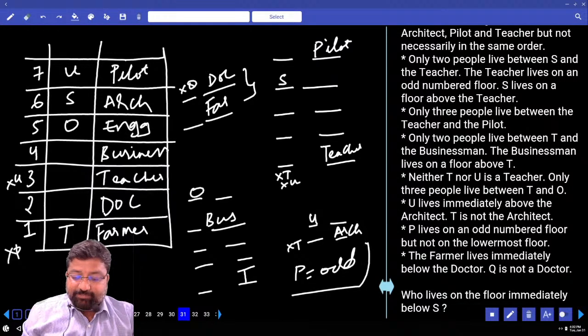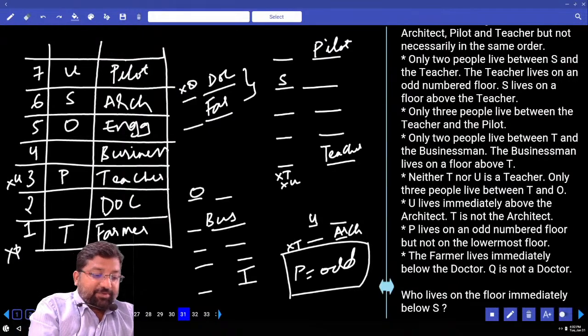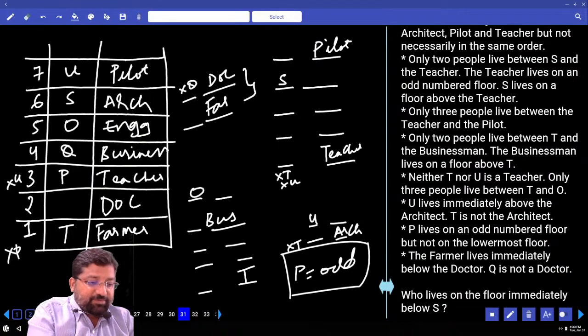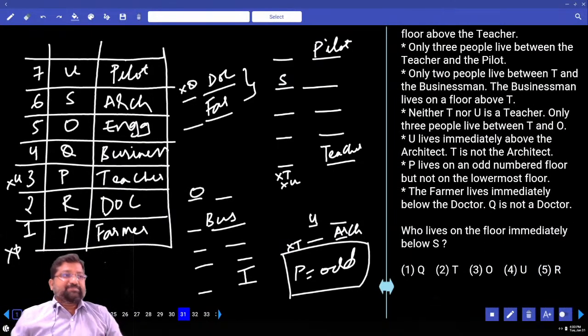There is one point here. P lives on an odd number floor. So surely P has to be on the third floor. Q is not a doctor. Q is the businessman. There is one person left out: O, P, Q, R. Done. Finished. Is this clear?